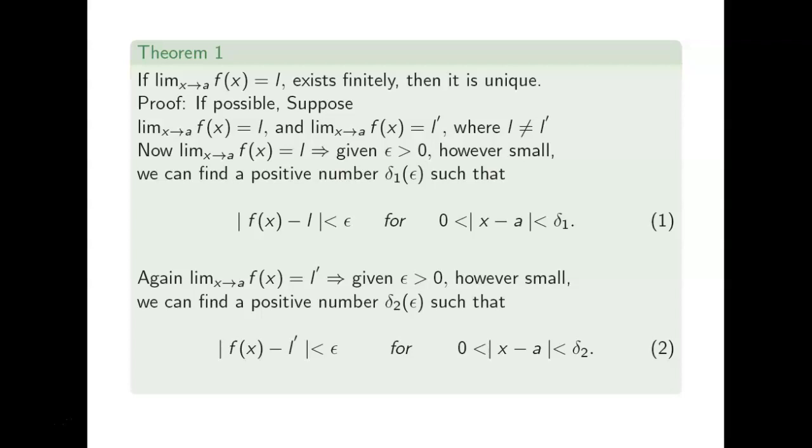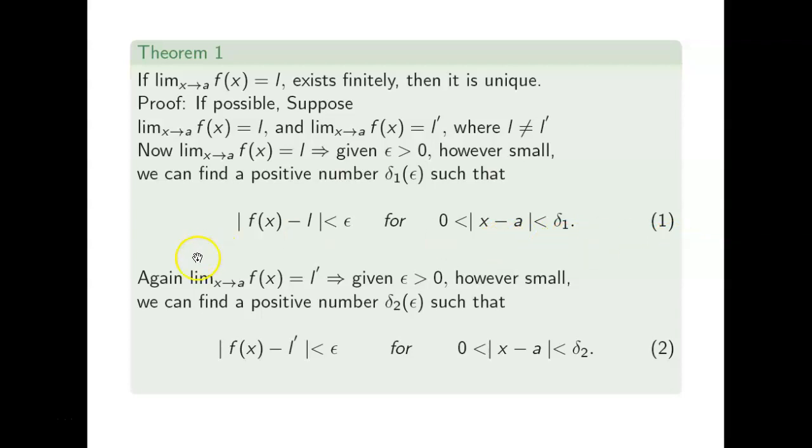To prove the uniqueness, let us suppose there are two limits of f(x) as x approaches a. One is L, another limit is L dash, and they are not equal, right? Now we are given that the limit as x tends to a of f(x) is equal to L. That means in terms of the epsilon delta definition, we will write: given epsilon greater than 0, however small, we can find a positive number delta 1, which depends on epsilon, such that mod f(x) minus L is less than epsilon for 0 less than mod x minus a less than delta 1, right? Name it as inequality 1.